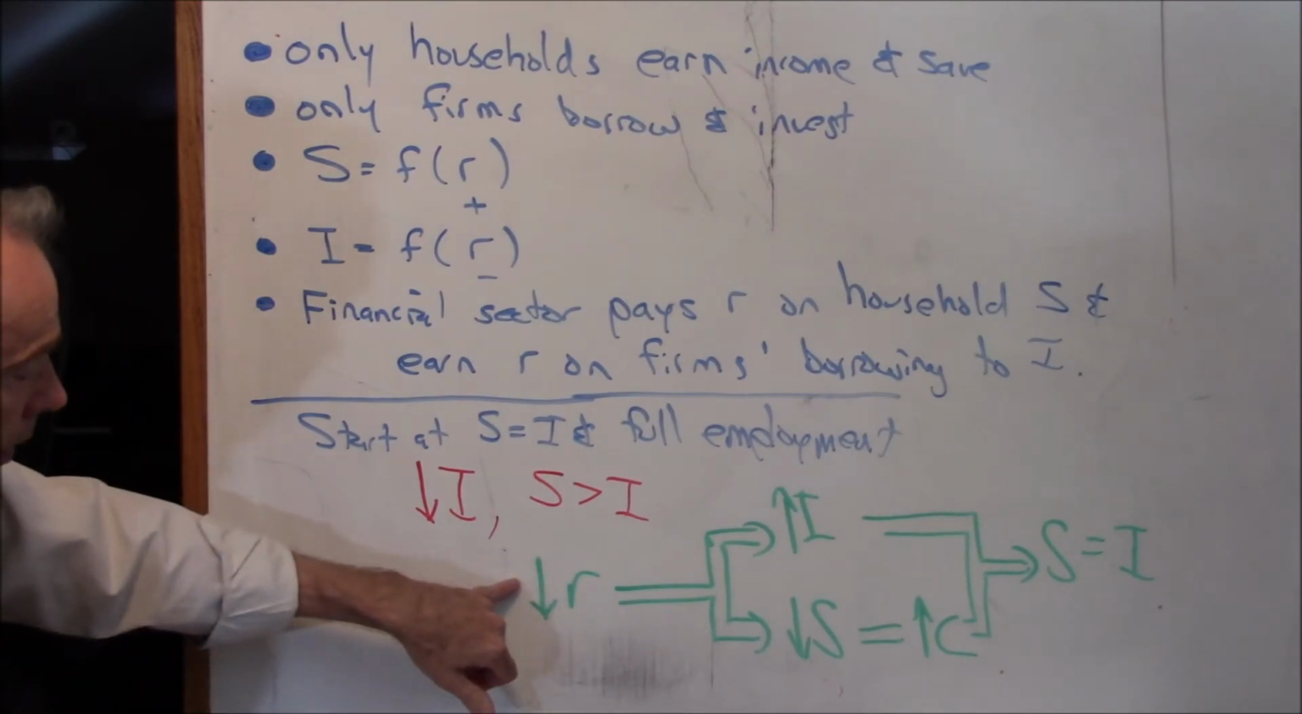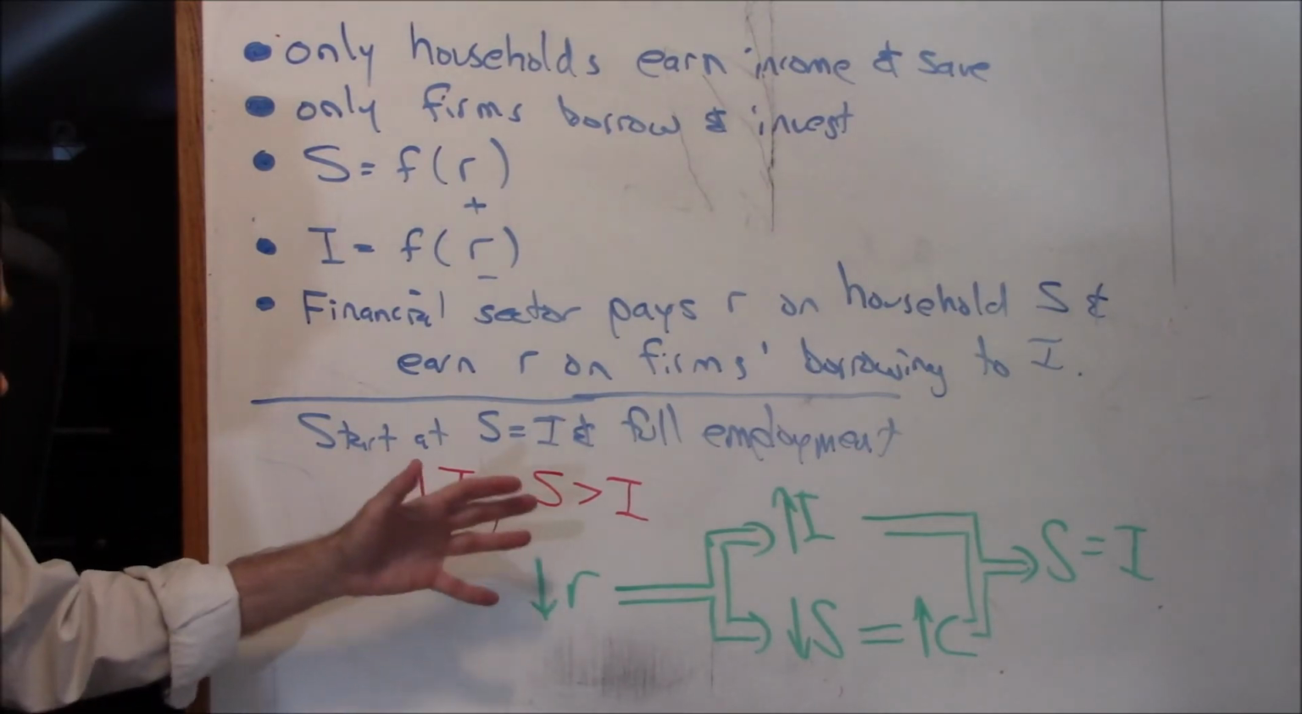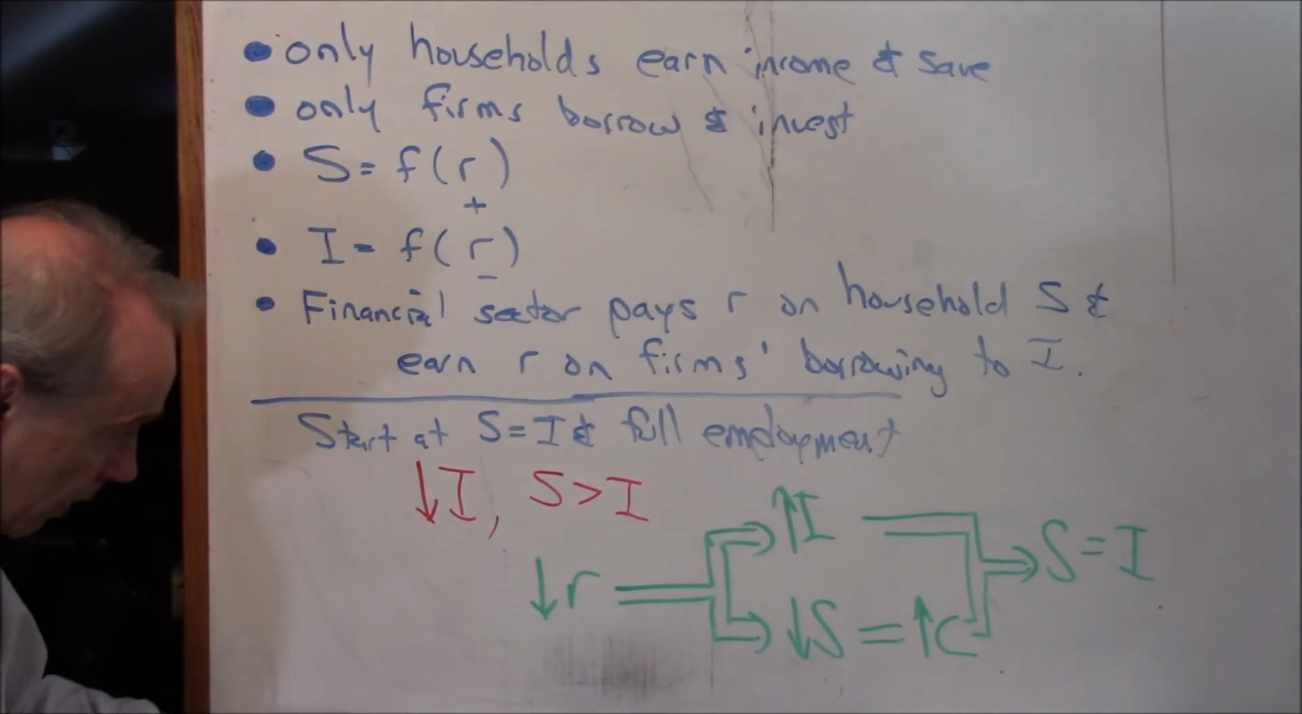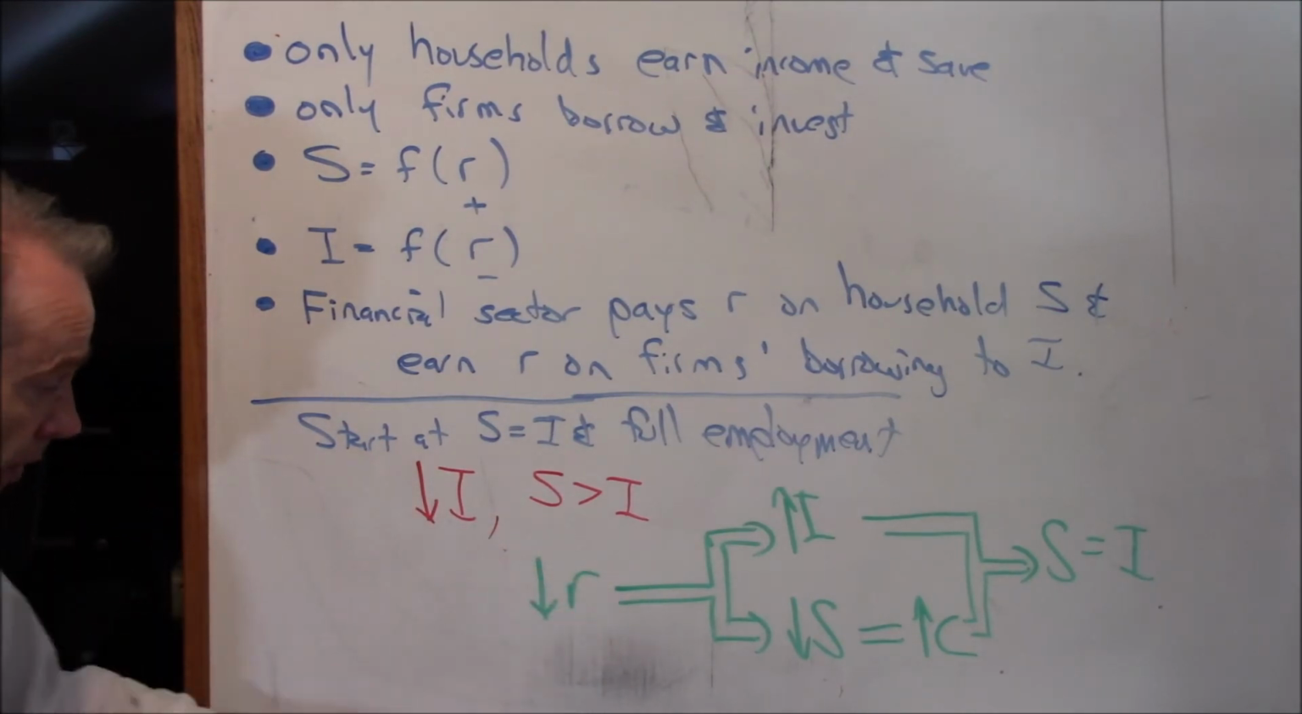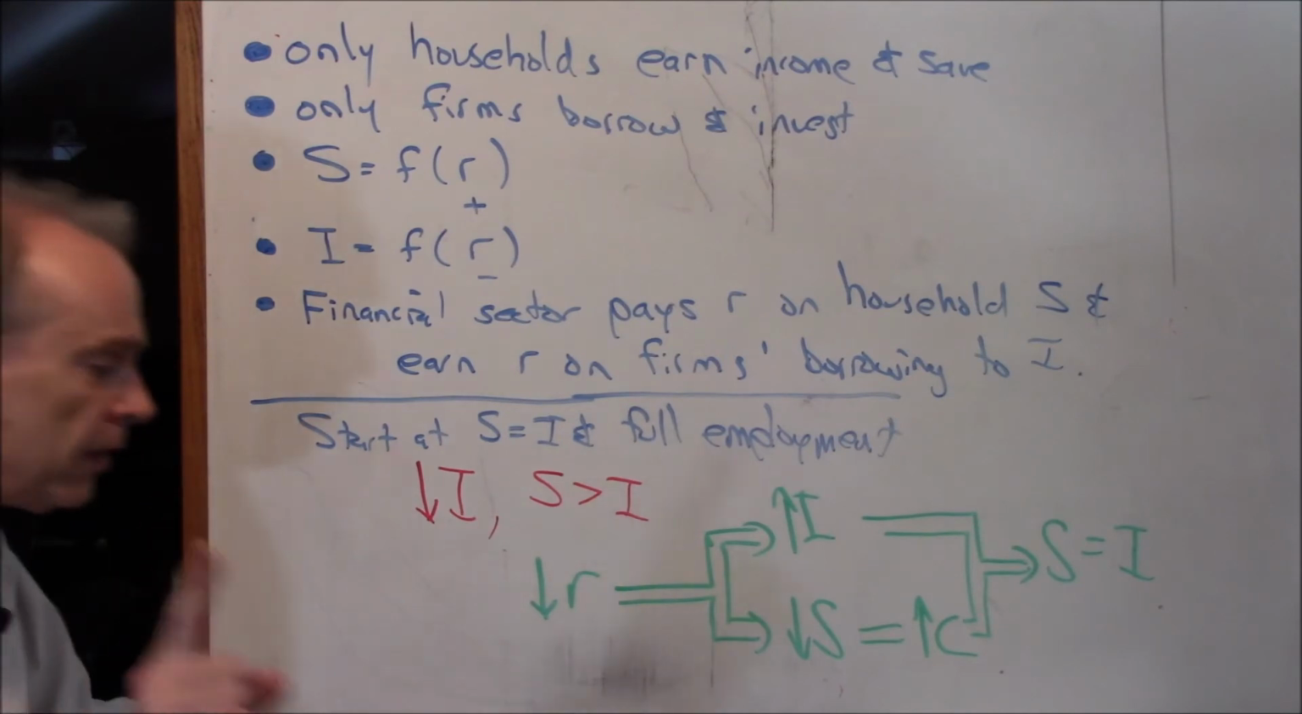So I'm going to lower the interest rate. How far am I going to lower it? I'm going to lower it till they're equal again. The only point at which I'm going to be satisfied again is when savings is equal to investment. And check this out.